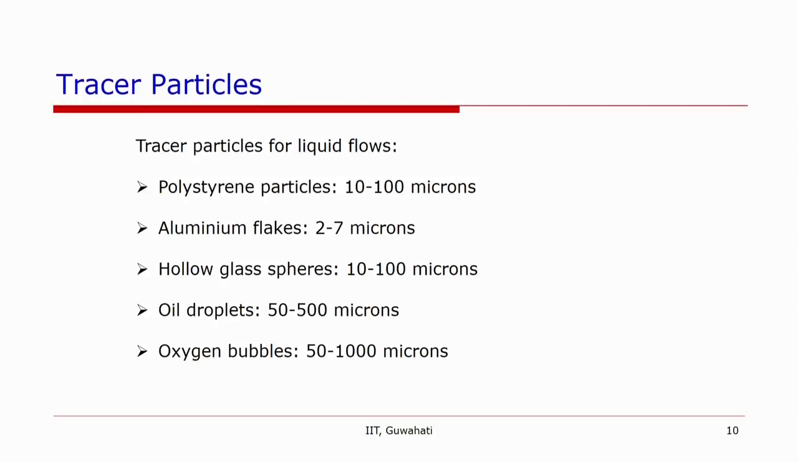So, here are typical particles that are used for liquid flows in general or in conventional channels. Polystyrene particles of the size between 10 to 100 microns, aluminum flakes of size between 2 to 7 microns, hollow glass spheres where the size is between 10 to 100 microns, oil droplets between 50 to 500 microns, oxygen bubbles where the size can vary between 50 microns to 1 mm. So, these are some of the tracers that are used for liquid flow in conventional channels.